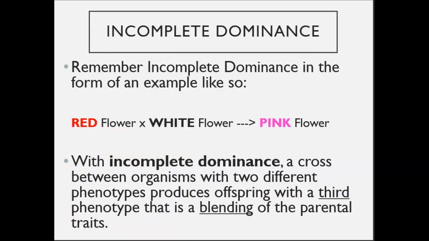Okay? Incomplete dominance is a cross between organisms with two different phenotypes producing offspring with a third phenotype that is a blending of the parental traits. So you can remember it this way. If you cross a red flower with a white flower, you get a pink flower, because what does red and white make? It makes pink. So it's a mixture of the two.